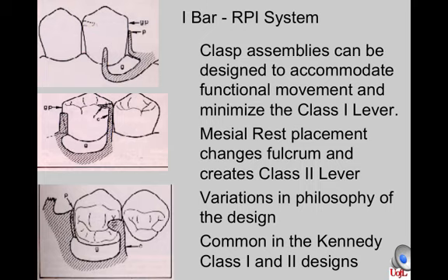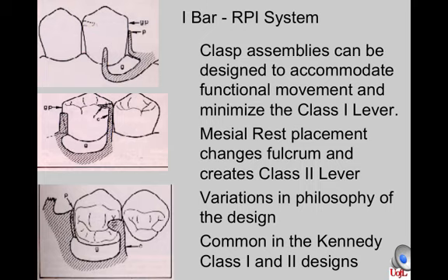Variations in philosophy of the RPI design exist. They're centered around the following factors. 1, the location of the rest. 2, the design of the proximal plate. And 3, the location of the retentive arm. For instance, there are 3 different philosophies as to how much surface area the distal guide plate should contact. Placement of a rest on the mesial changes the fulcrum and creates a Class 2 lever, which decreases stress on the abutment tooth. We're going to use the Kroll method of design of this clasp.